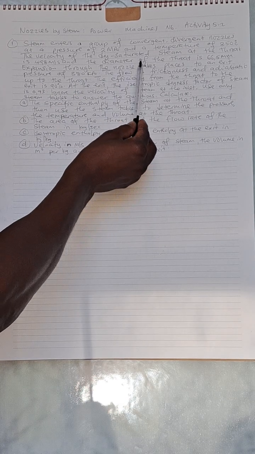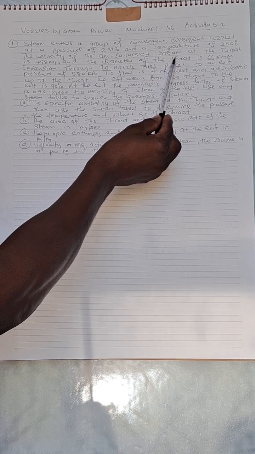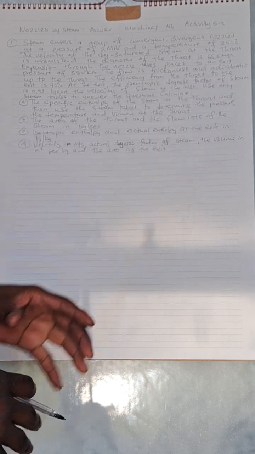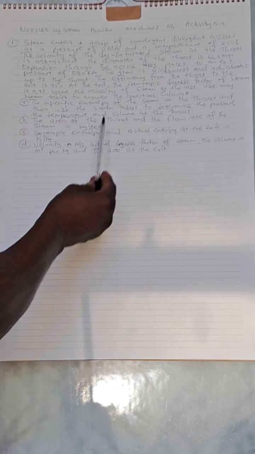The velocity of dry saturated steam at the throat is 498 meters per second, and the diameter of the throat is 66.5 millimeters. Expansion through the nozzle takes place to an exit pressure of 380 kilopascal. The flow is frictionless and adiabatic up to the throat. The efficiency from the throat to the exit is 90%.